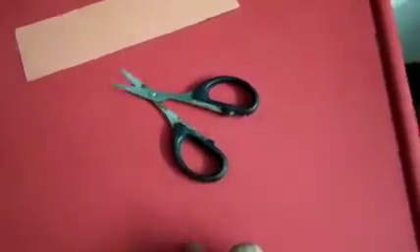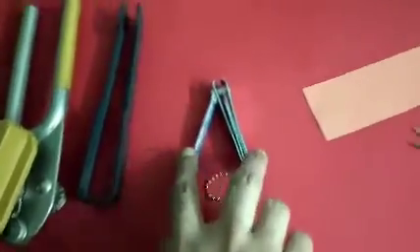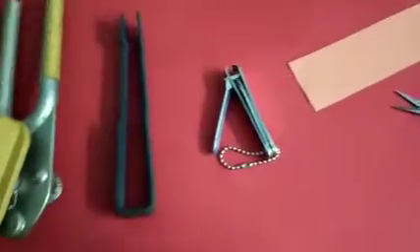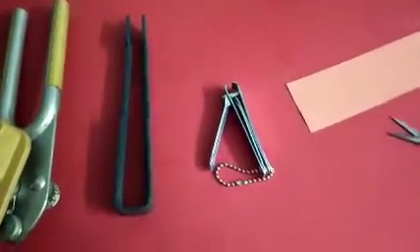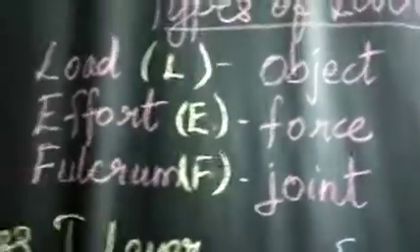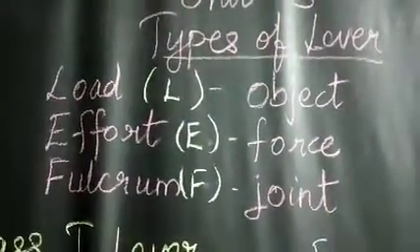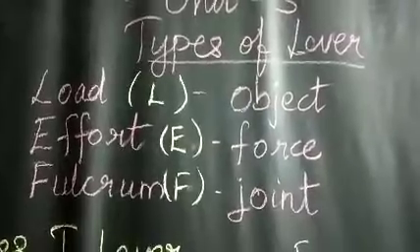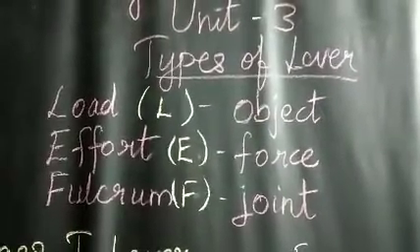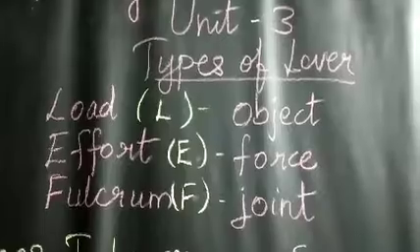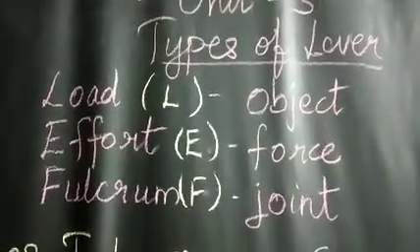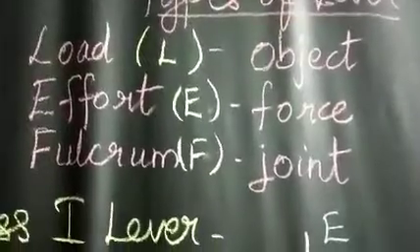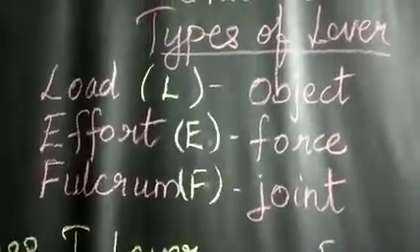Not only this, there are many other objects which we use in our house where there are different parts we use. So those parts we are going to see in the lesson. So those are load, effort and fulcrum. We know that among simple machines we saw lever, right? So in this types of lever, there are three parts in the lever. One is load, another is effort and another is fulcrum.